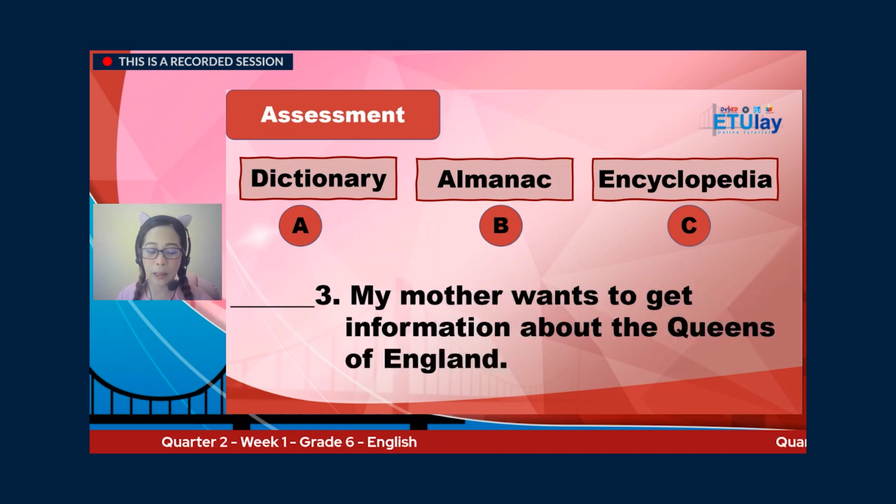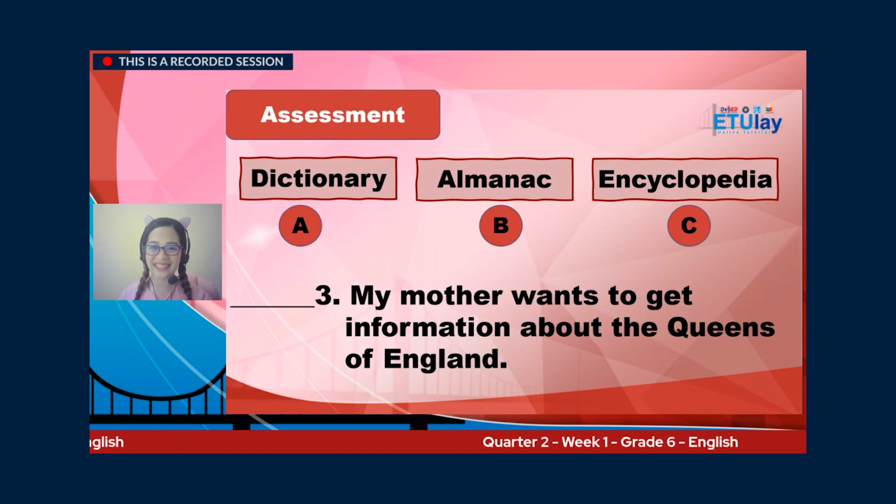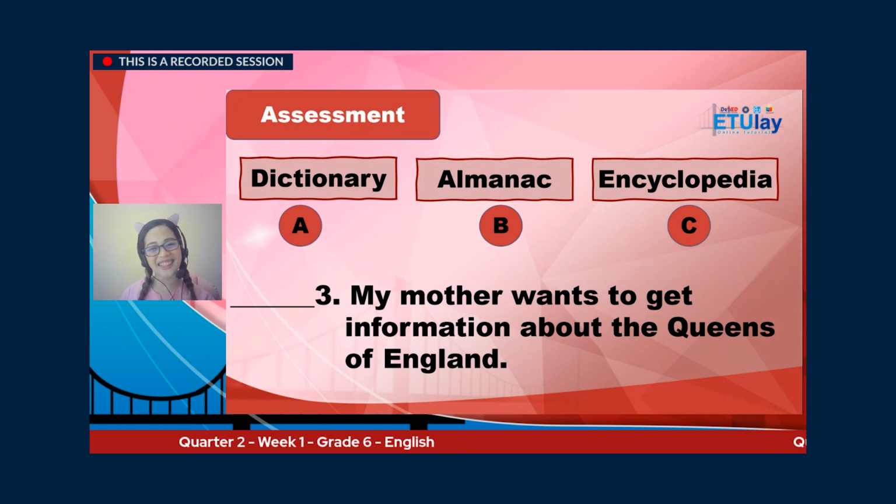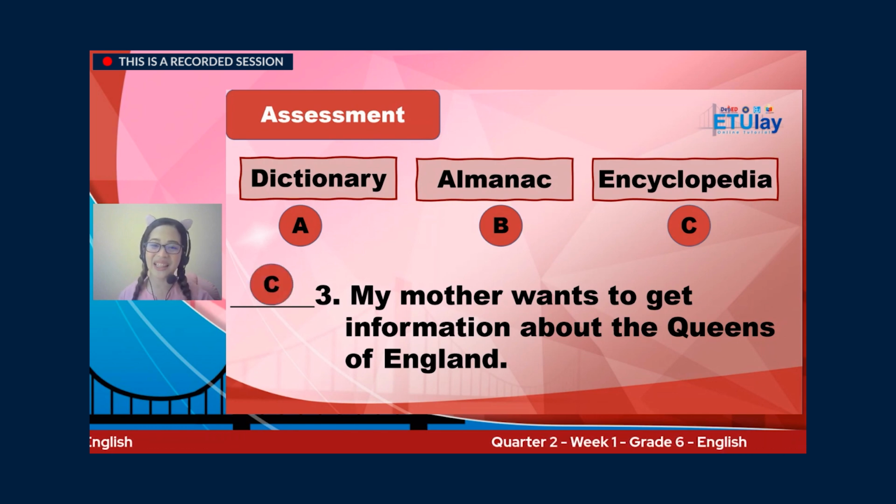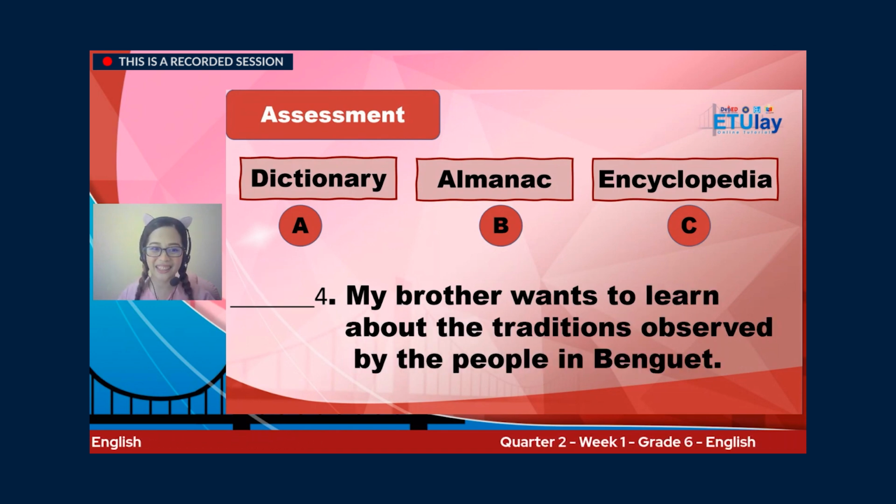Number 3, my mother wants to get information about the Queens of England. A, dictionary, B, almanac, or C, encyclopedia? What is our answer here, learners? Well done. The correct answer is letter C, encyclopedia. Did you get a correct answer? That's amazing.